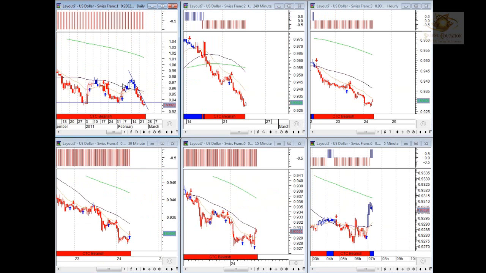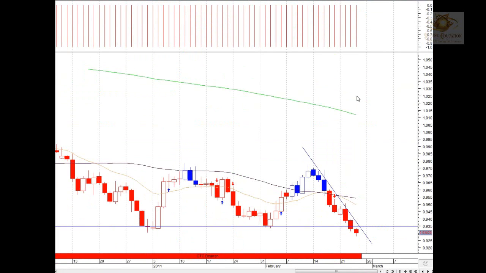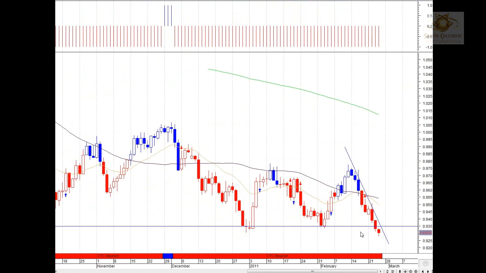So intraday, you can see the CTC on daily is still negative across the board. This is just a consolidation, almost a channel that we've seen since the start of 2011, and now we've seen the break of that channel to the downside.